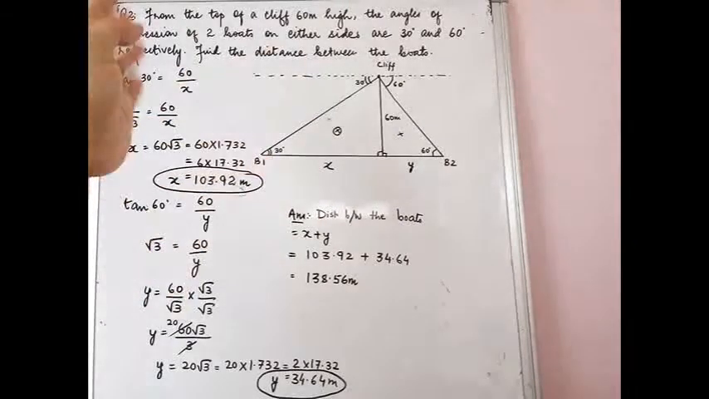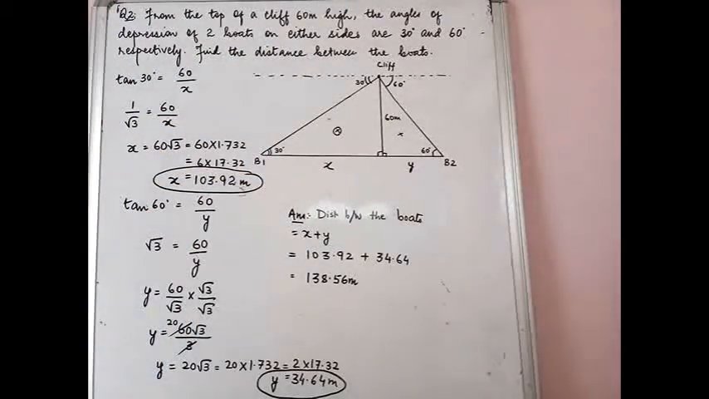Okay, so this was another type of question in which there are two angles of depression formed on either side of the cliff. Okay, so we'll quickly move now on to the third question.